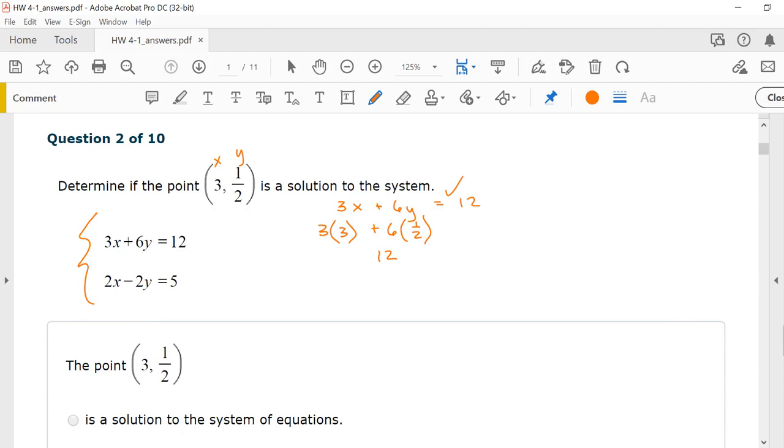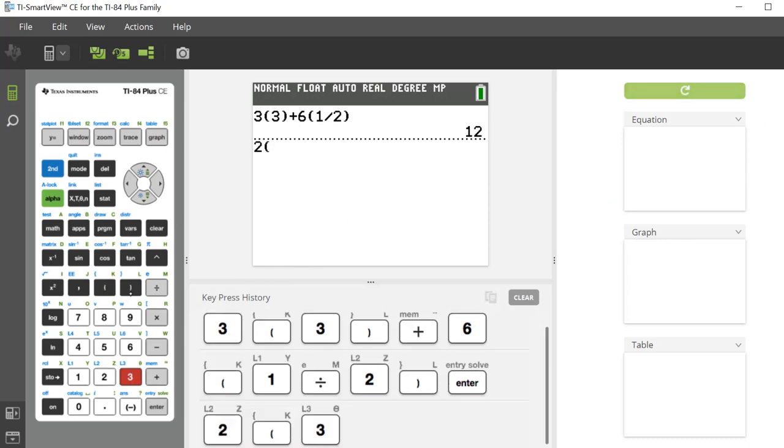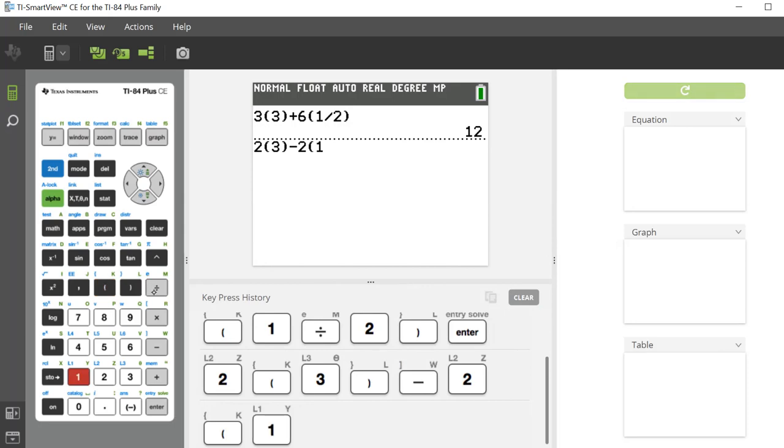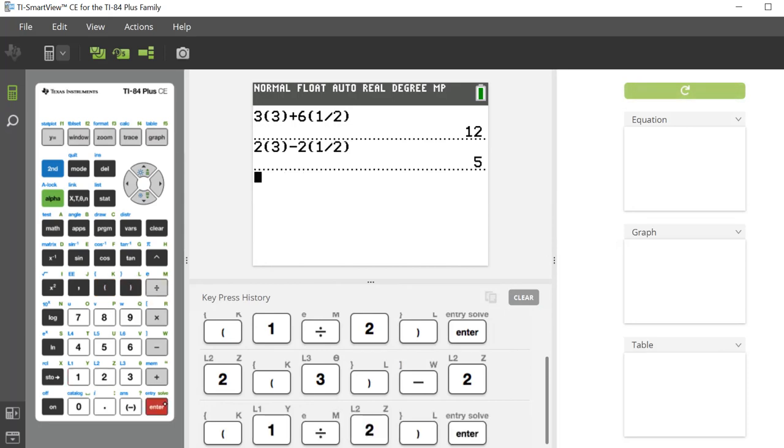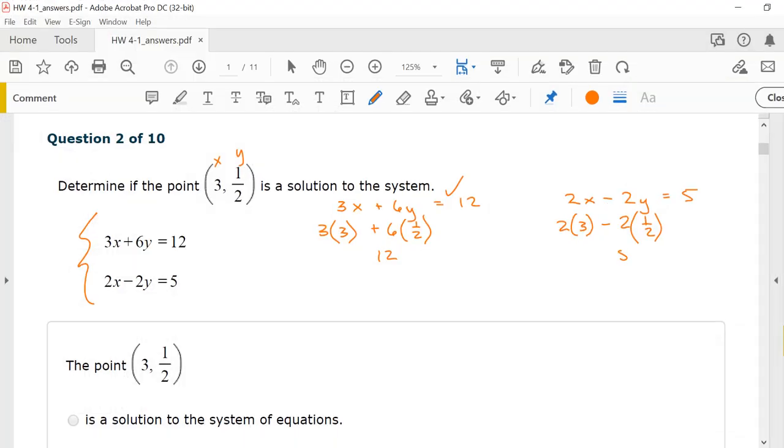How about the second equation? 2x minus 2y equals 5. So 2 times 3 minus 2 times 1/2. Let's see what that is. 2 times 3 minus 2 times 1/2. I get 5. So 5 equals 5. Yep. So that point is a solution to the system of equations.